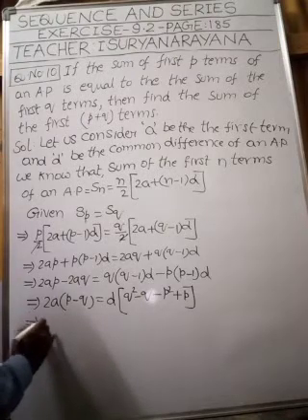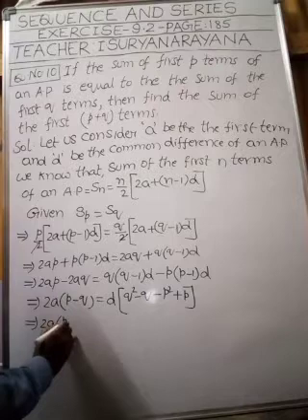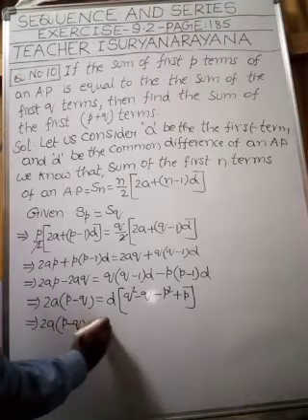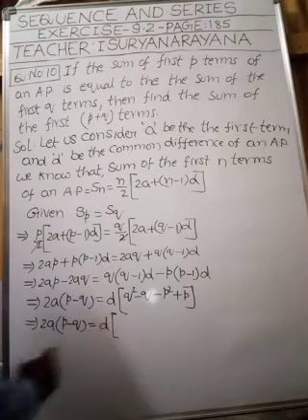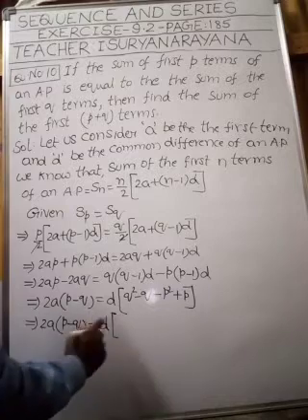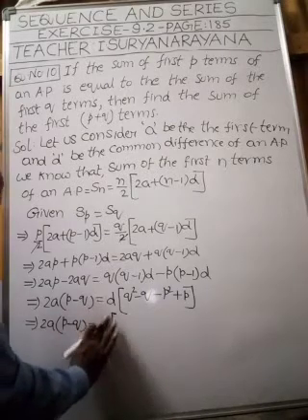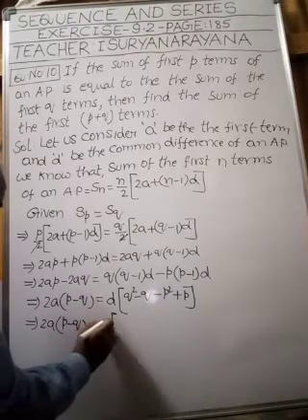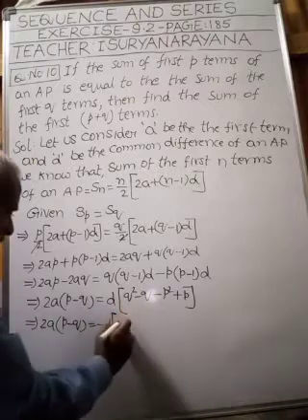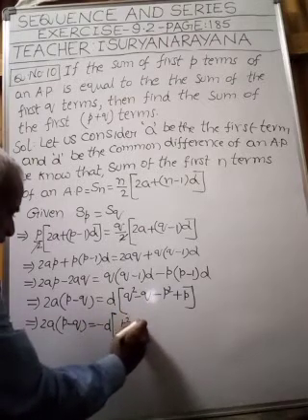Right. 2a into p minus q is equal to d into, here let us take the common factor, minus d. Okay, then what will we get? P square minus q square.